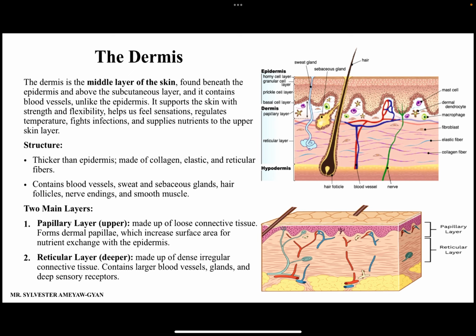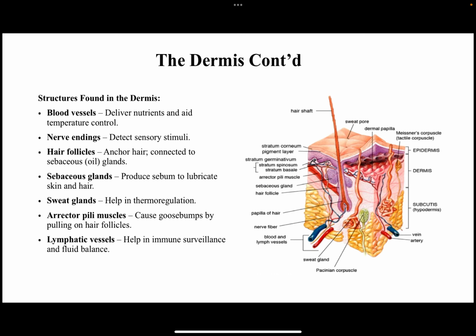Is that okay? So the dermis is thicker and made up of collagen, elastic, and reticular fibers. You see, we have elastic fibers over here. We have collagen fibers, and we also have reticular fibers within the dermis. And like I said, the 2 main layers of the dermis are the papillary layer and the reticular layer. The papillary layer is the uppermost layer of the dermis, and the reticular layer is the deeper layer of the dermis. Okay, good.